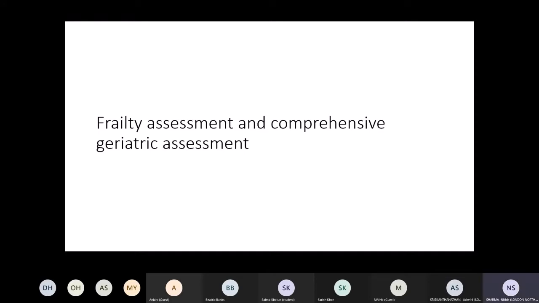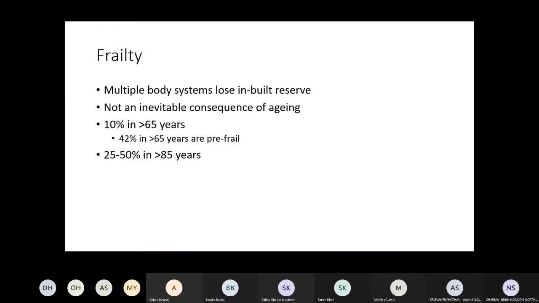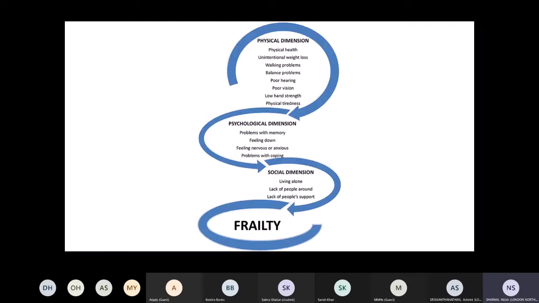Next, we go on to frailty and comprehensive geriatric assessment. Frailty is not a consequence of aging. Ten percent of patients more than 65 years of age are frail, and 42% are pre-frail, and almost half of patients above 85 years of age are frail.